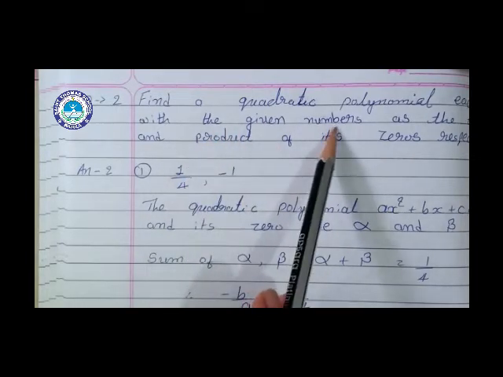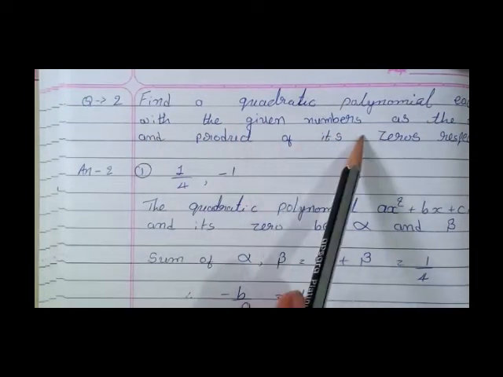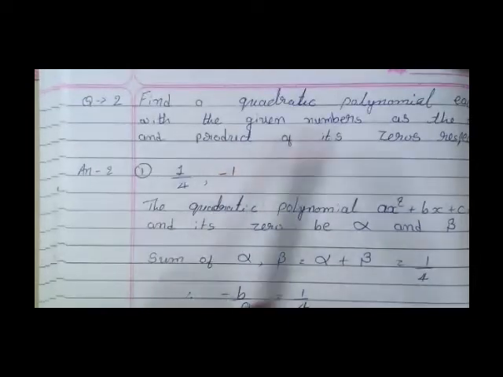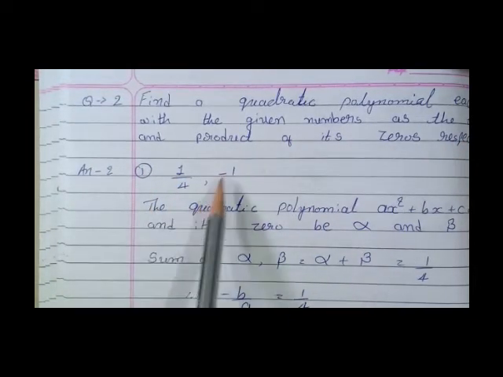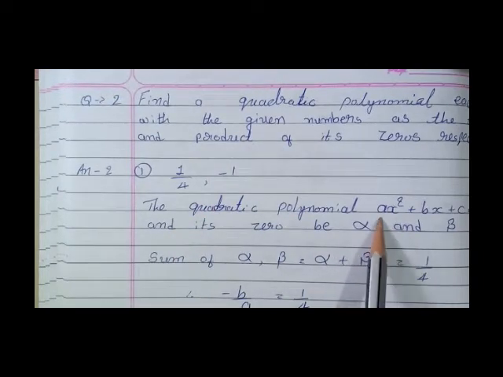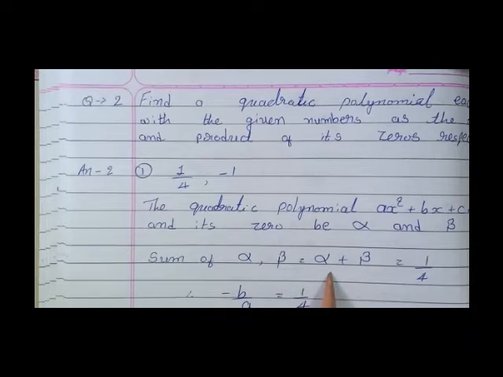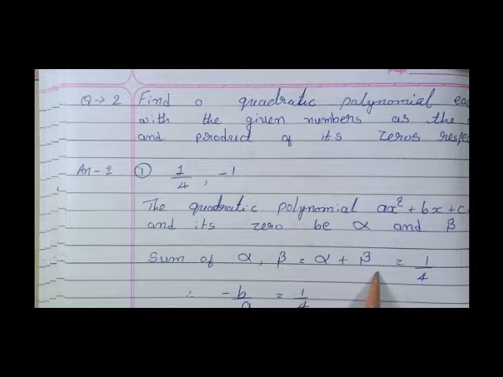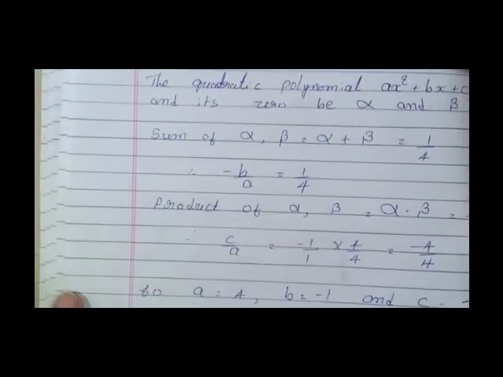Now question number 2. Find a quadratic polynomial each with the given numbers as the sum and product of the zeros. Now question number 1: 1 by 4 and 1. The quadratic polynomial is denoted as ax square plus bx plus c is equal to 0, and its zeros are alpha and beta. So the sum of alpha and beta, alpha plus beta, is equal to 1 by 4. Now what is the formula of alpha plus beta? Minus b by a.